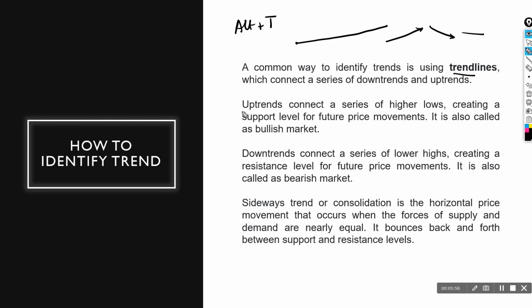Let's understand what exactly an uptrend is. Alright, so an uptrend is basically a trend or a pattern, a movement which connects a series of higher lows, creating a support level for future price movements. Now let's understand this. You can call any market that is moving upwards an uptrend, right? Because it is going up, as you can say from the word itself. Now we will understand what higher lows, higher highs, lower highs, and all those terminologies are when we move ahead.